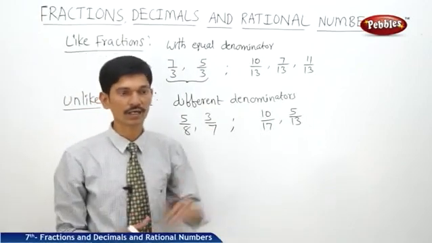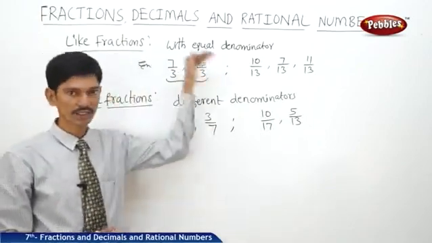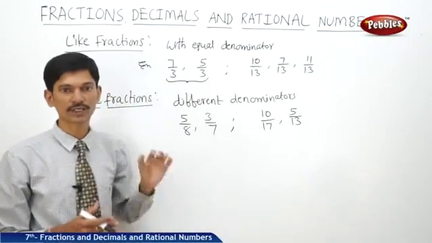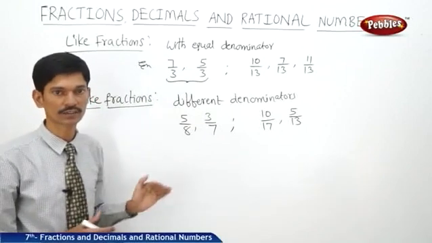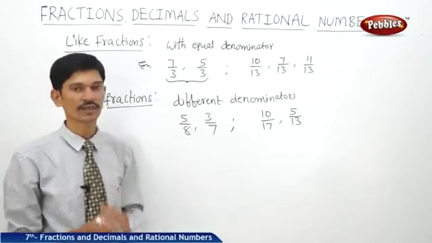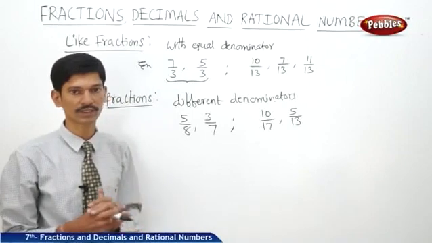So we can add or subtract only the like fractions. The addition and subtraction of like fractions is possible. So if the given fractions are unlike fractions, first you should make them like fractions, then we can do addition or subtraction.